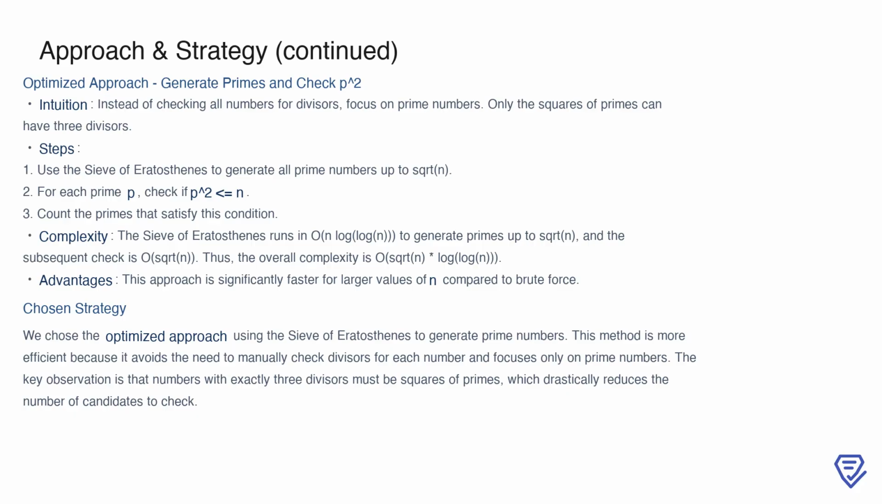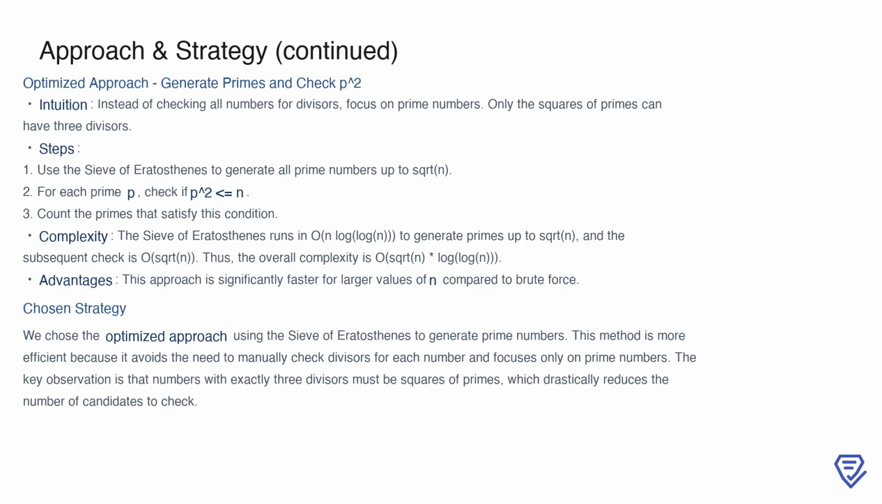The intuition here is that only the squares of prime numbers can have exactly 3 divisors. To implement this, we use the sieve of Eratosthenes to efficiently generate all prime numbers up to the square root of n. Once we have the primes, we simply check for each prime p whether p squared is less than or equal to n. If it is, we count it as a valid number.